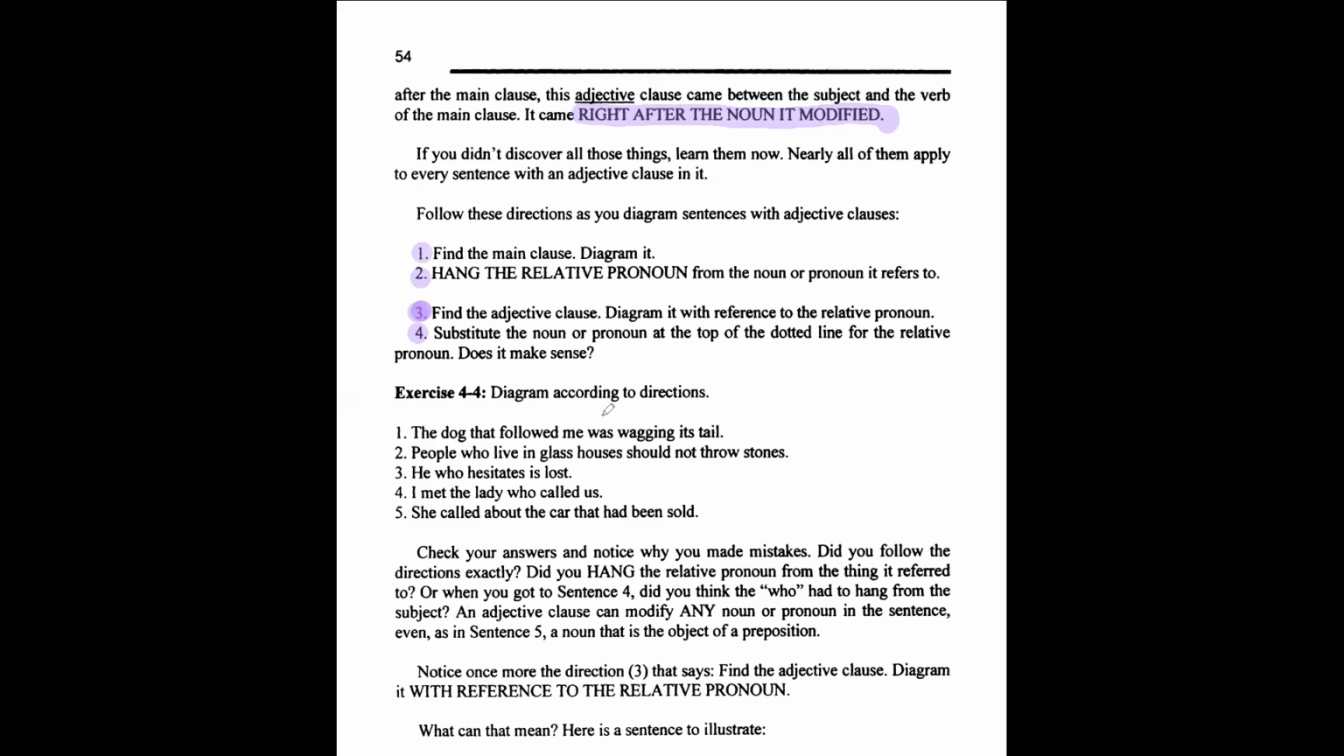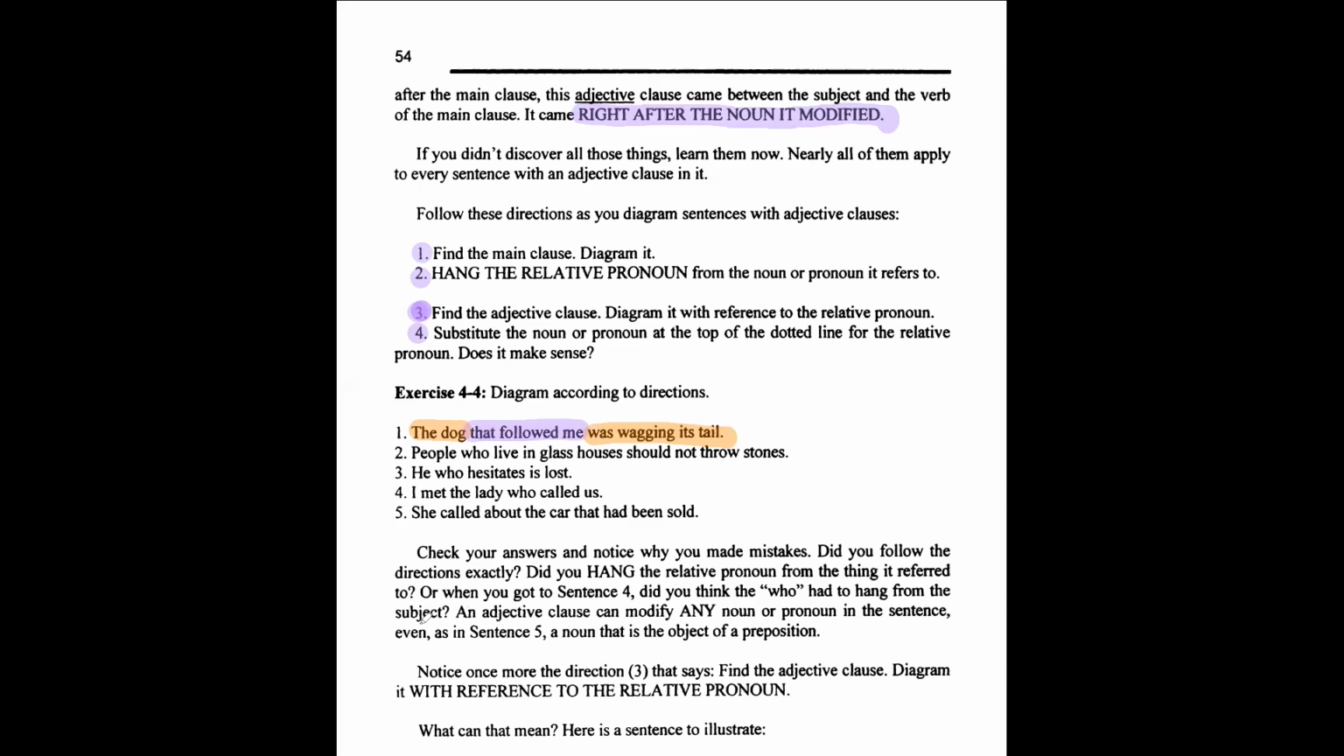So let's look at the 2 ways of doing this. Like I said, let's do hers first. So first she says, find the main clause. So let's look at number 1. The dog that followed me was wagging its tail. Okay, where's my subject? The dog, right? Was wagging its tail is our verb and direct object, with all the modifiers. So I'm just identifying the main clause. That followed me then is our dependent clause. That's one way of doing it.